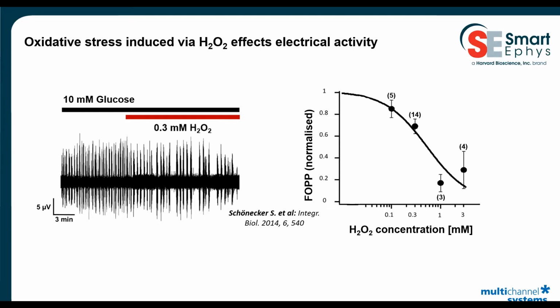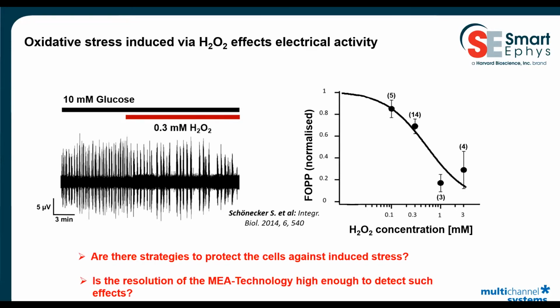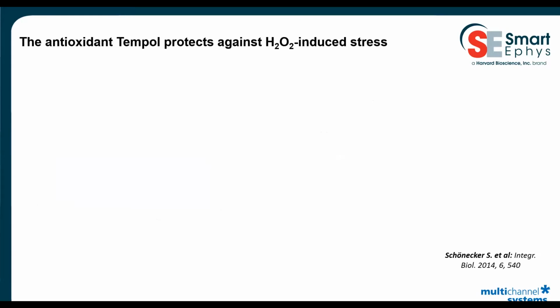And then the next questions were, are there strategies to protect the cells against induced stress? And even more important for me in those days, is the resolution of the MEA technology high enough to detect such small effects? So to protect the cells, we used an antioxidant named Tempol.